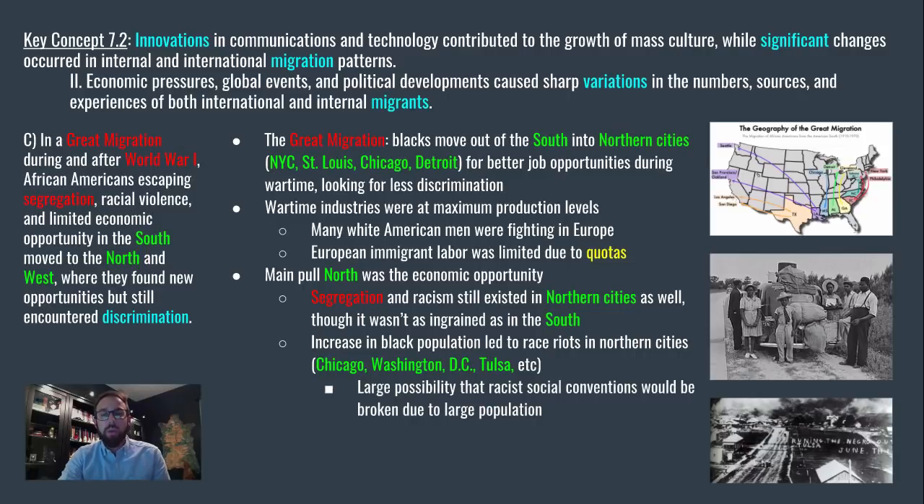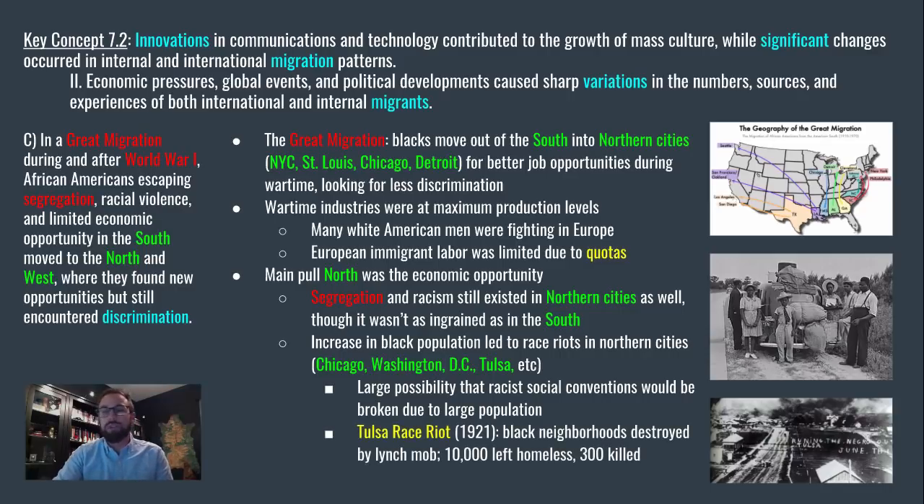Okay? So, what happens is, in the North, those kind of racist social conventions existed, but they had such a small number of African Americans that there weren't many chances that they would be broken. But now that there are more African Americans around, it's just the probability that those social conventions would be broken, leading to misunderstandings, erupting into race riots.